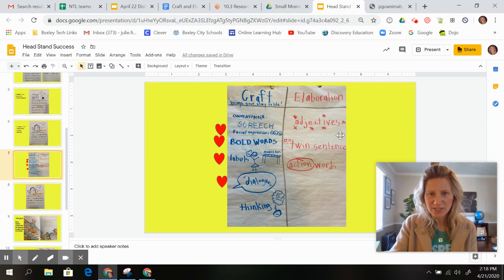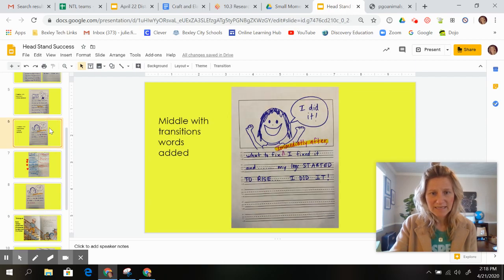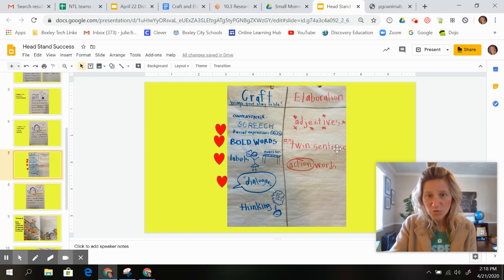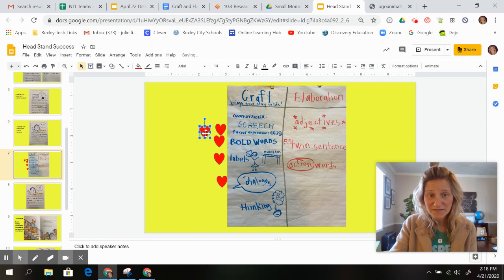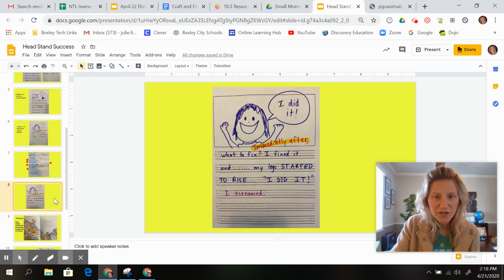Now let's look at elaboration. Do I have any adjectives? I didn't have any words that describe my nouns, so I don't have adjectives. So let's go back to twin sentences. Do I have twin sentences? Yes, because I have lots of sentences that describe just one thing. Do I have action words? Action words are verbs.